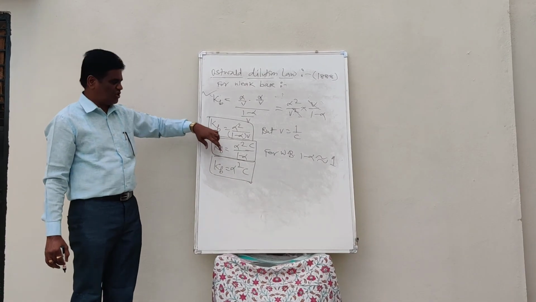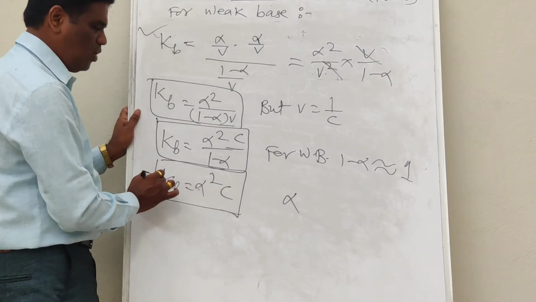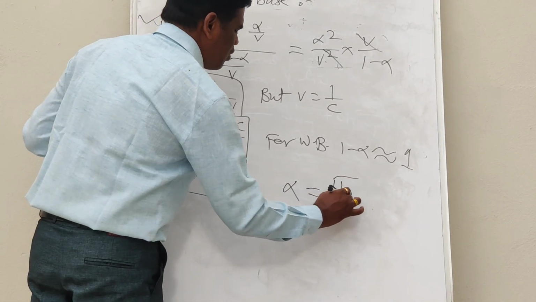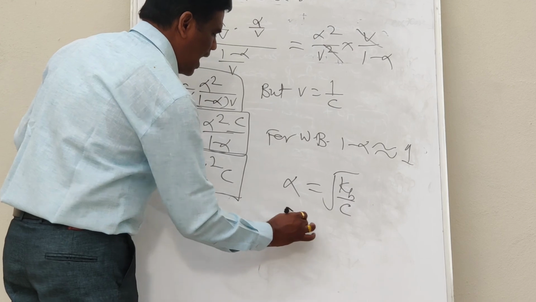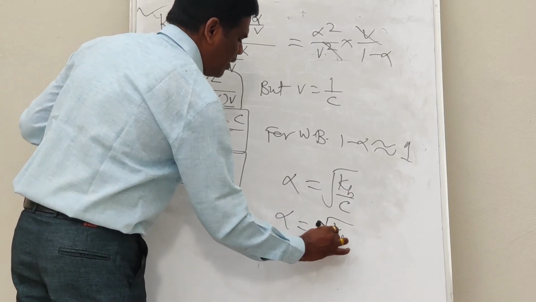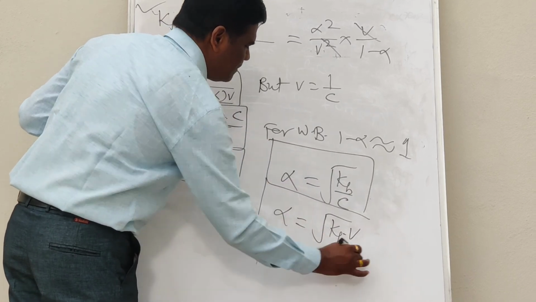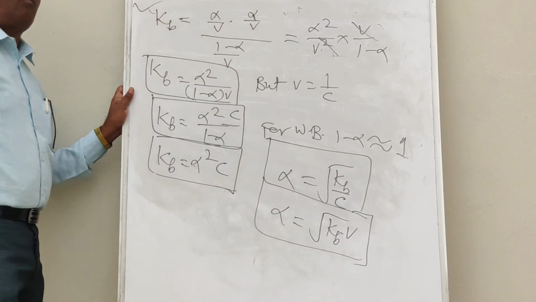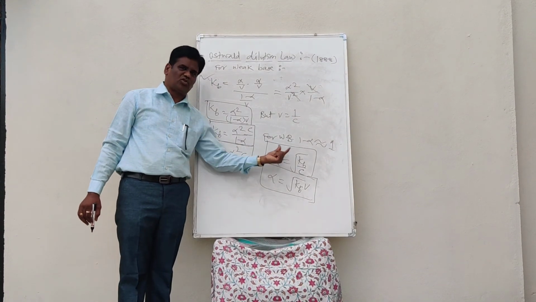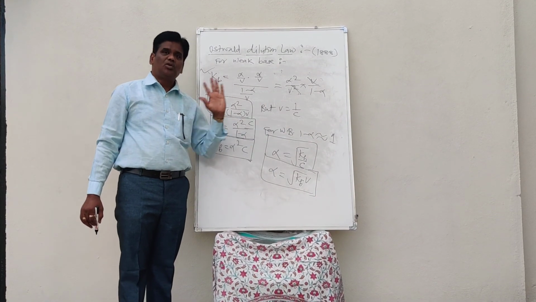And hence again it shows the same relation: alpha square is equal to Kb upon C, meaning alpha is equal to square root of Kb upon C. Or since C is equal to 1 by V, you can write alpha is equal to square root of Kb into V. And this is nothing but called the Ostwald dilution law for the weak base. It shows the relation between degree of dissociation and concentration as well as dilution or volume of the solution.